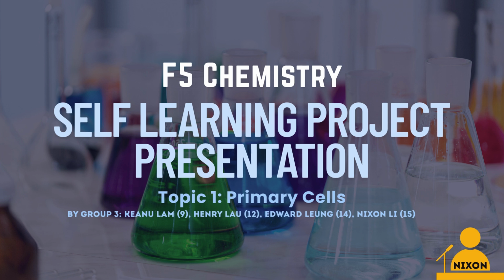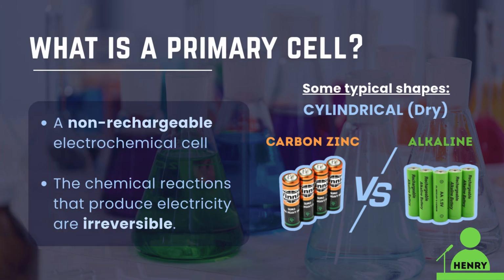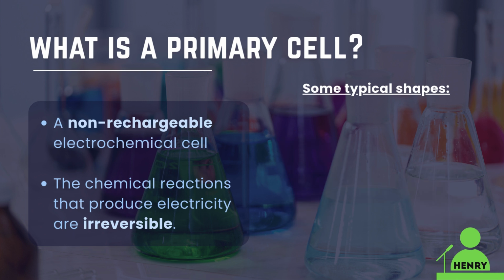We are going to present our self-learning project on primary cells. Primary cells are non-rechargeable electrochemical cells that generate electricity through irreversible chemical reactions. This process involves redox reactions, where chemical energy is converted into electrical energy. The two types of primary cells are dry cells and wet cells, and they have various shapes, sizes, and properties.